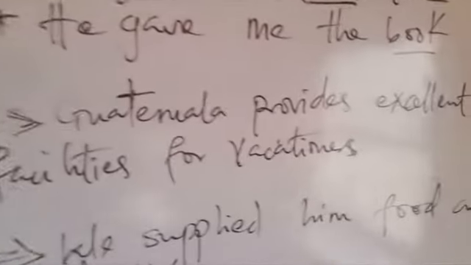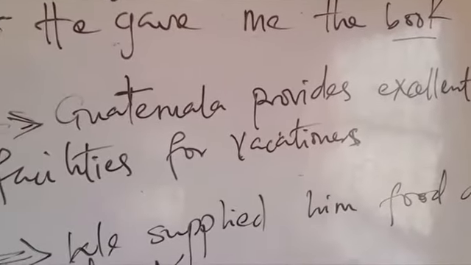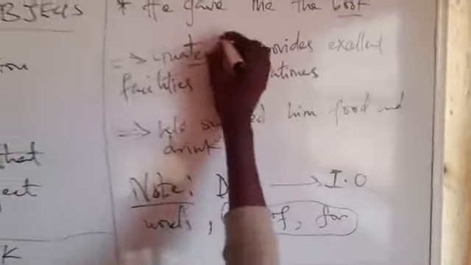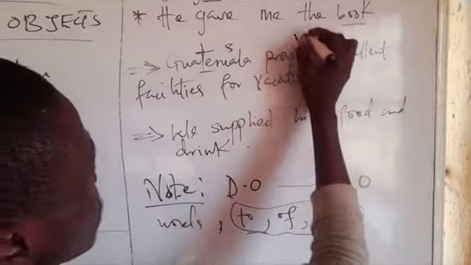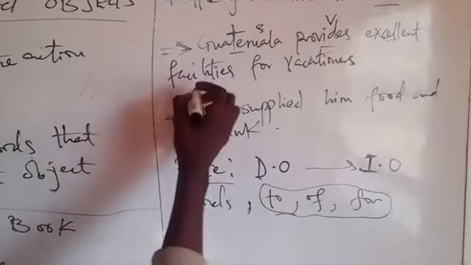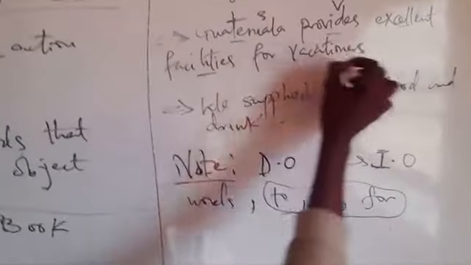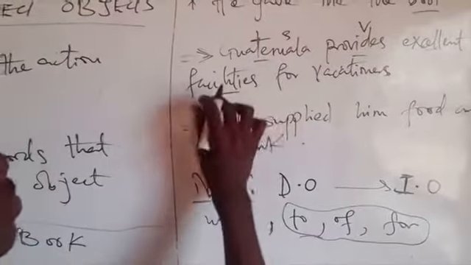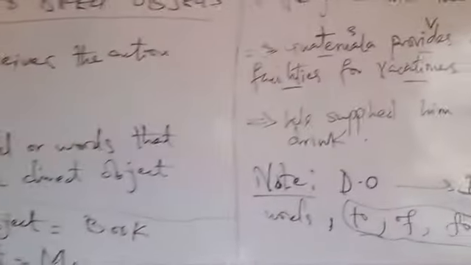Now let's move on to the second example. We have: Guatemala provides excellent facilities for vacationers. Now Guatemala here is the subject. Provides here is the what? Verb. Excellent is just an adjective for what? For facilities. Now we have two objects here, which is what? Facilities and vacationers.